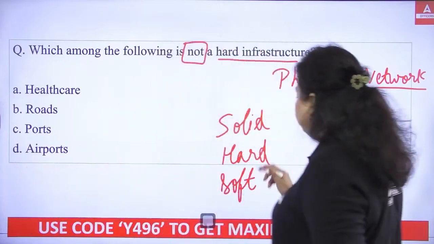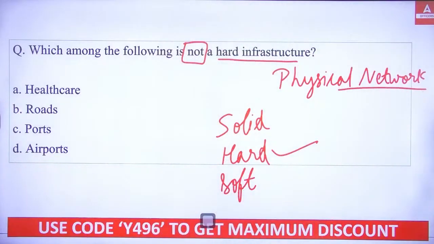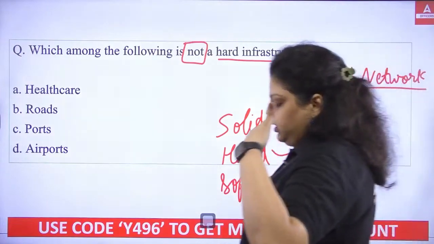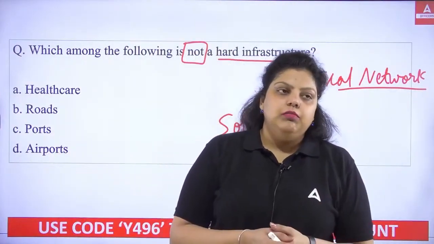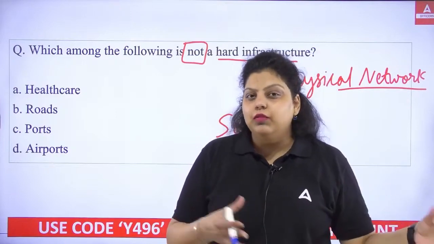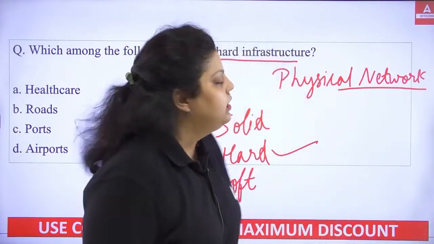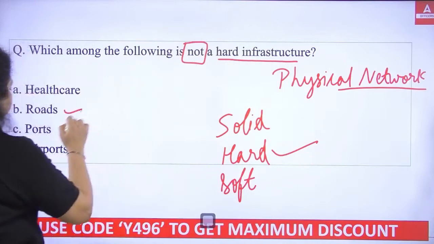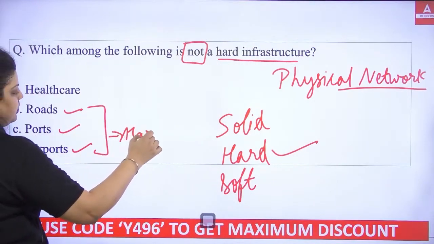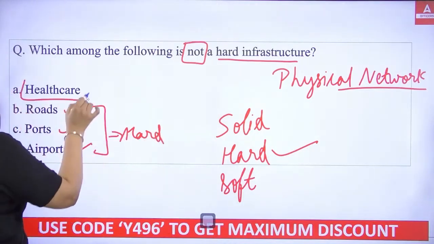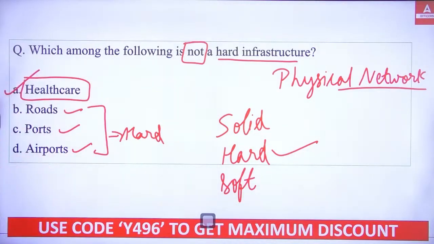So here the hard infrastructure is a little bit different in comparison to soft. The hard infrastructure provides us the physical network, helps us to have communication or transportation in the country, because it covers your roads, railways, ports, airports, etc. So if I'm talking about roads, ports and airports, these three are hard infrastructure. But healthcare is not a hard infrastructure. Why?